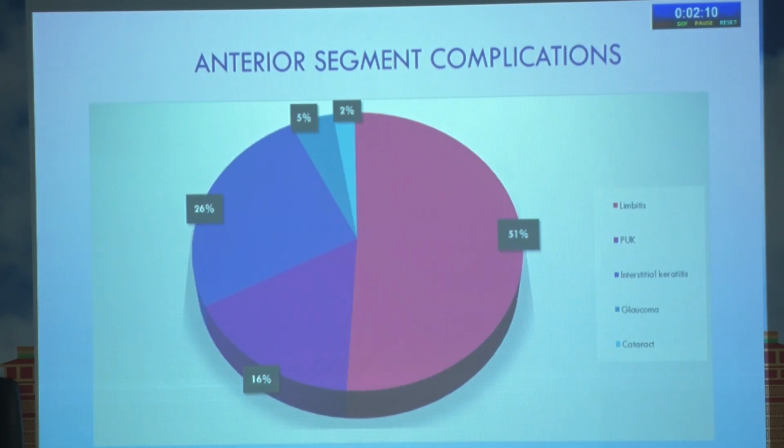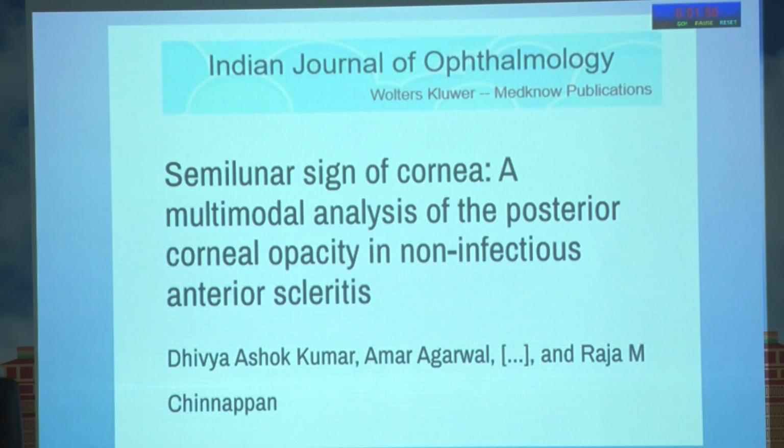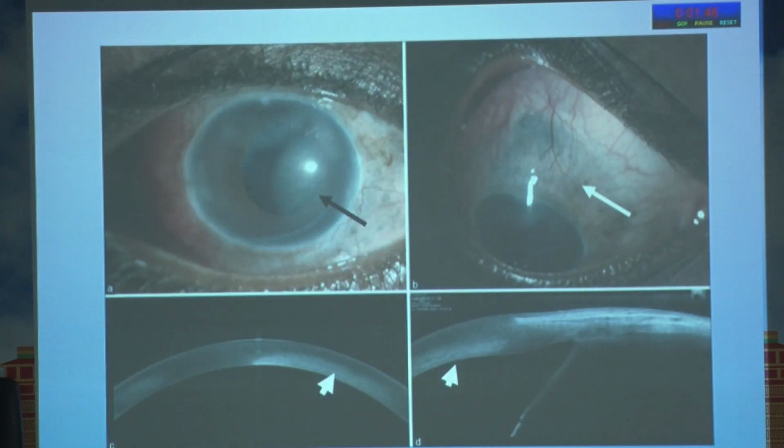So the anterior segment complications were like limbitis, peripheral ulcerative keratitis were more common, and glaucoma and cataract also occurred in few patients. So this was a semilunar sign that was seen in patients who were in the dormant phase of the scleritis. Basically, they had a posterior corneal opacification which had a semilunar pattern. So this was actually published in IJO by Divya Ashok et al.